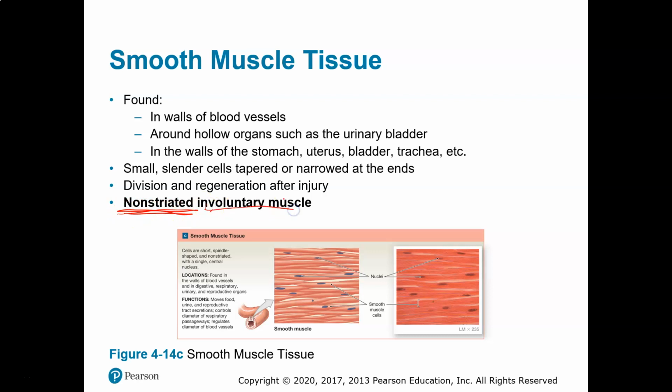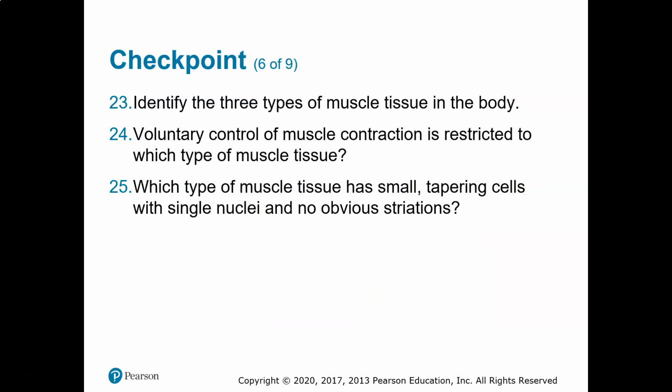It's involuntary, and you find smooth muscle lining the walls of blood vessels, lining hollow organs such as the urinary bladder, lining the digestive tract, lining the walls of the stomach, the uterus, the bladder, the trachea. Anywhere that some type of material is going to be moved through a tube, whether it's solid material such as the digestive tract, whether it's liquid such as the urinary tract, or even if it's air like the respiratory tract, or blood as in the blood vessels. Okay.